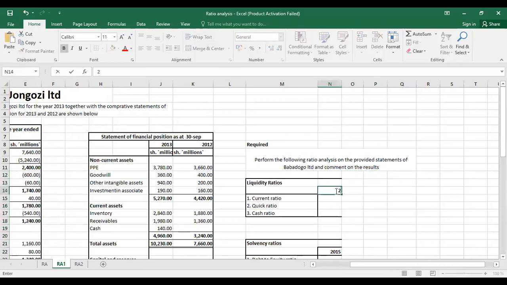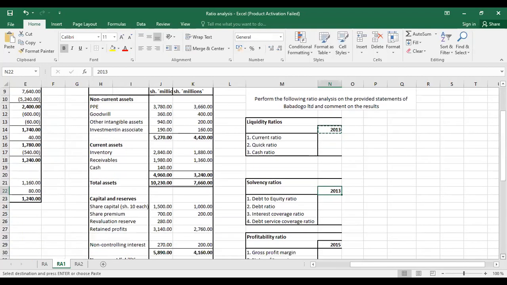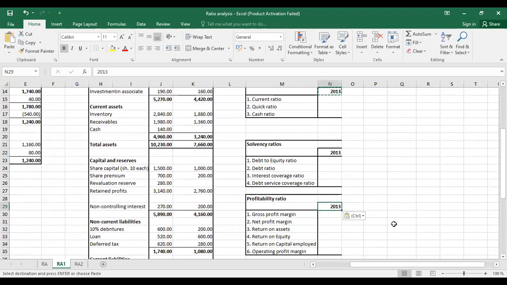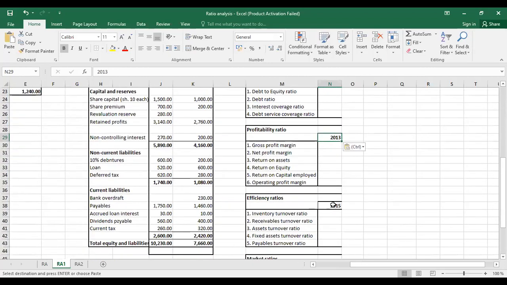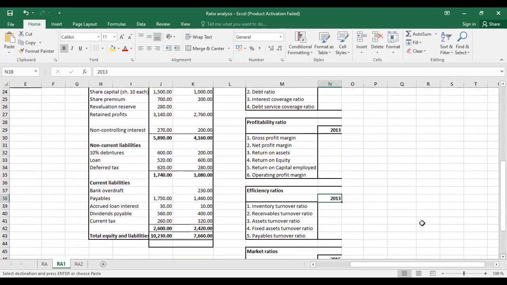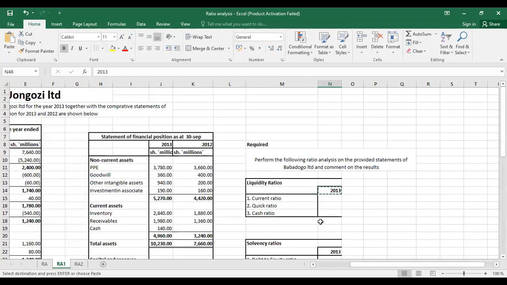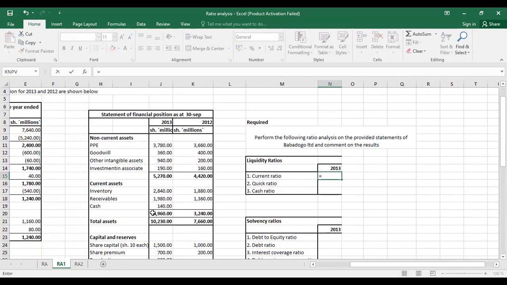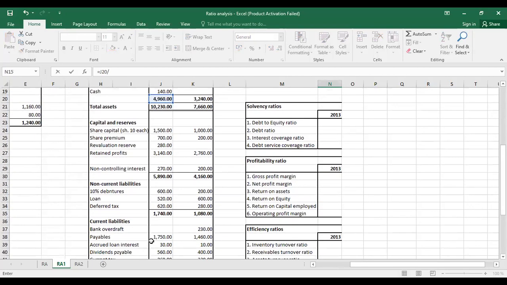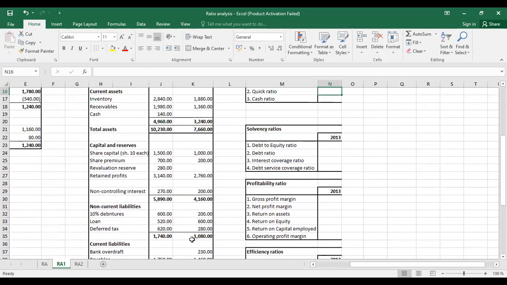So here it is 2013. Control Enter, Control C, Control V, Control V, Control V. Because this is just 1 year, here it will not be going forward. So the current ratio equals current assets, I mean, the total of current assets divided by current liabilities. This is the total of current liabilities.